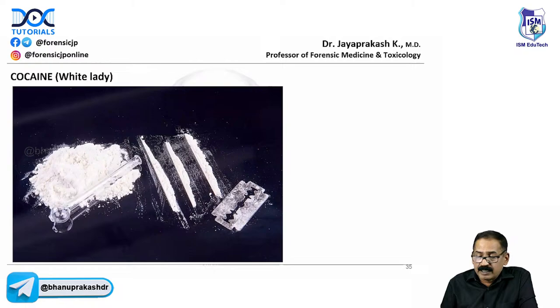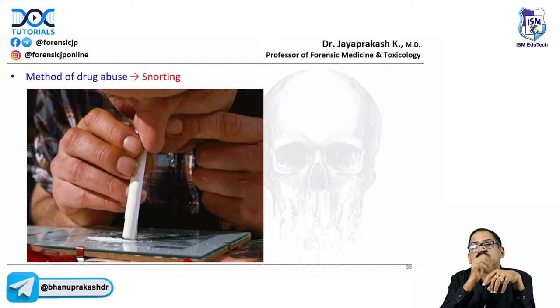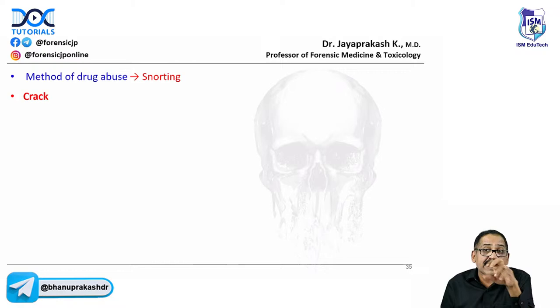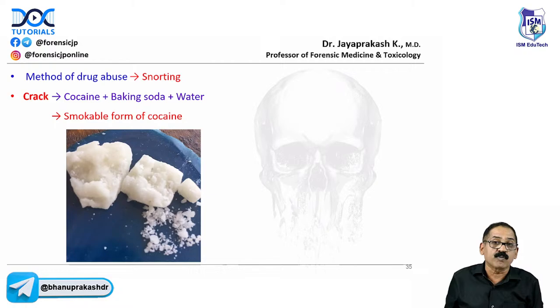Finally, coming to cocaine, white powder known as white lady. Cocaine is also a delirium poison. Method of drug abuse is snorting. You take a rolled note and put it deep into the nose. That is known as snorting. Crack means adding baking soda with cocaine and water, and they dry it. Then they put it into cigarettes. It is the smokable form of cocaine. The smokable form of cocaine is known as crack.